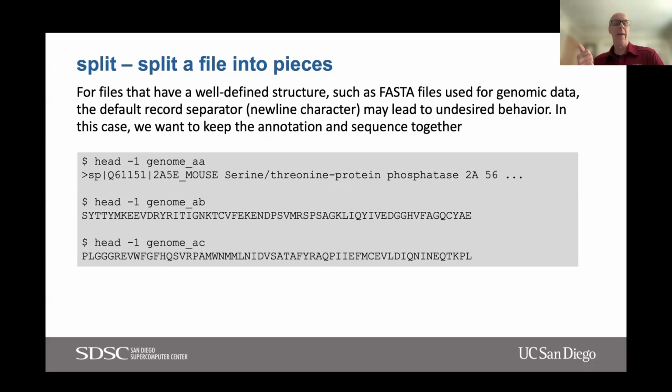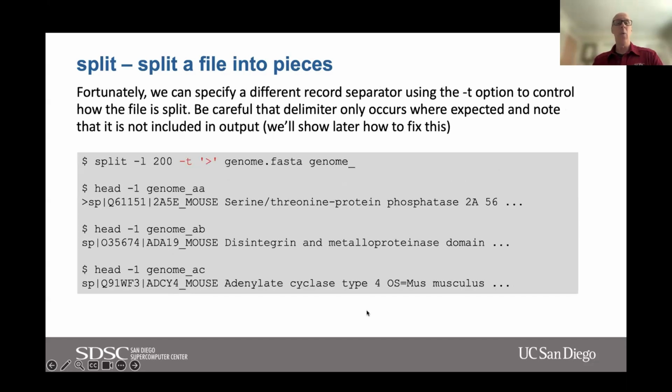We see here that my first chunk, genome_AA, starts off as I expect. The next chunk, though, genome_AB, looks like I started somewhere in the middle of one of the FASTA records, and so on and so on. So what I can do is specify a different record separator.